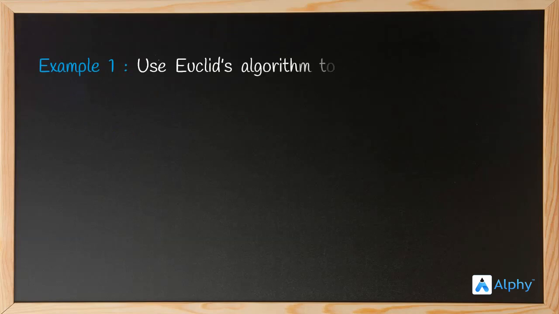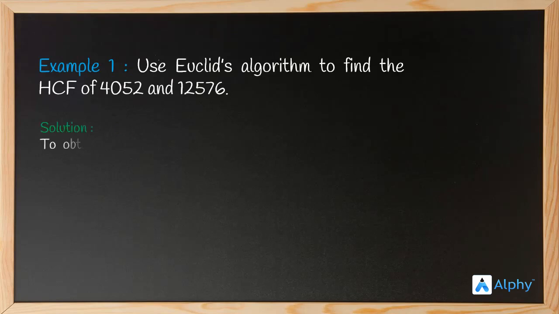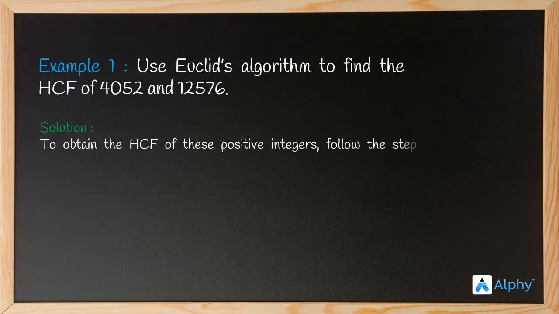Example 1 says, use Euclid's algorithm to find the HCF of 4052 and 12576. So, to obtain the HCF of these positive integers, follow the steps below. Basically the question is asking you to use Euclid's algorithm. Don't be confused between algorithm and lemma, it's similar. So let's see the steps of how to find the HCF of these two positive integers.